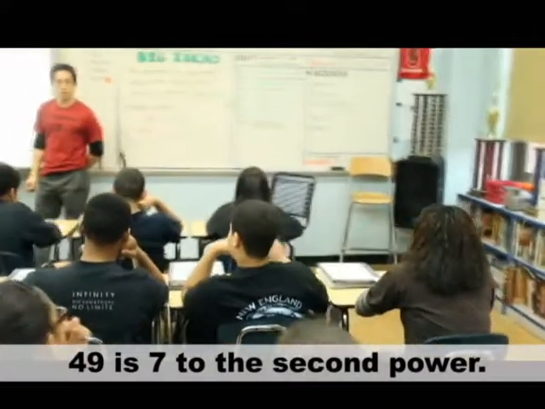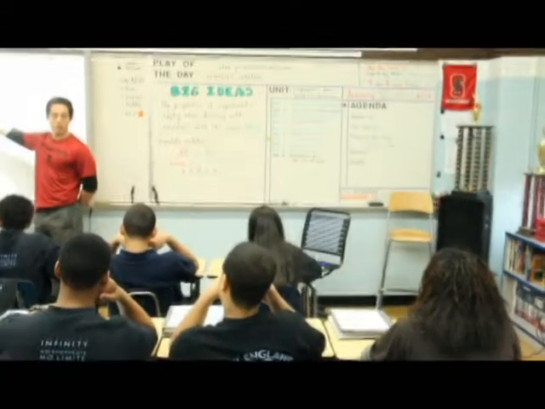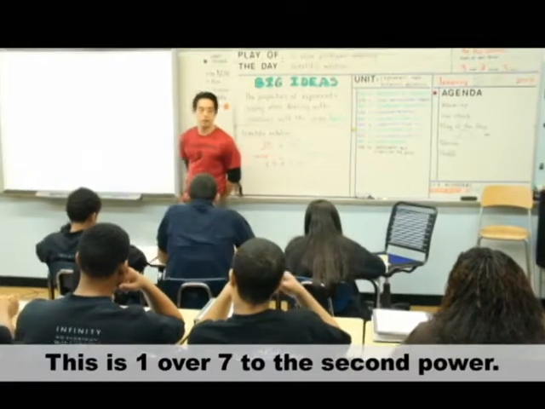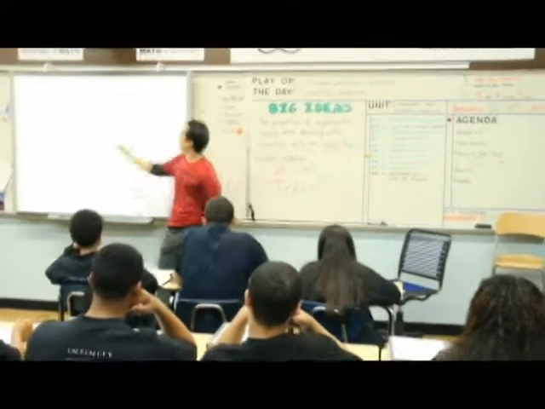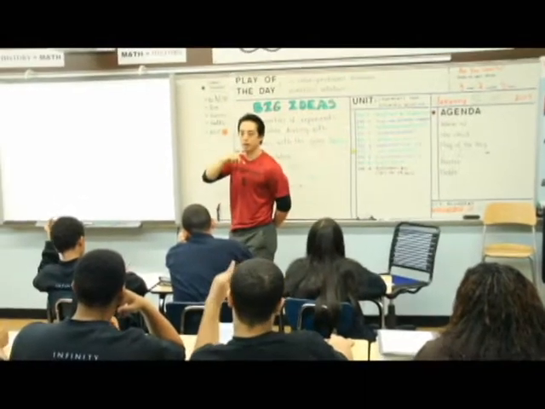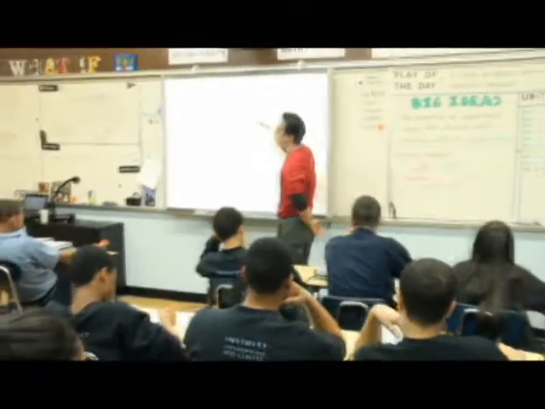49 is 7 to the second power. So is this 7 to the second power? Oh, this is 1 over 7 to the second power. Snaps, do you agree with that? Alright. So what is this?